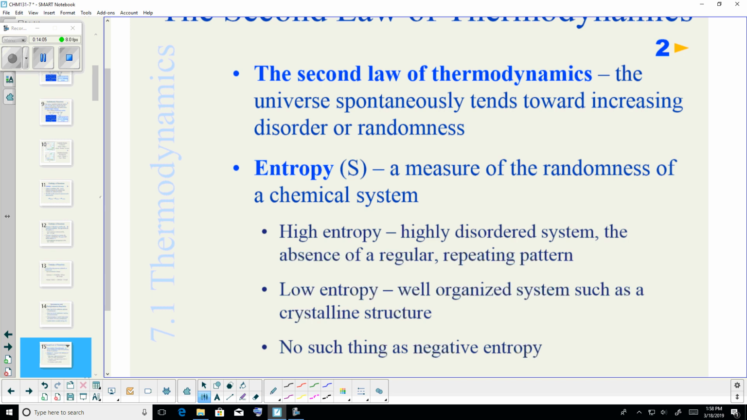There's no such thing as negative entropy. The change can be negative, but you can never have negative entropy. It's like having a concentration less than 0. You can never have a concentration less than 0. You can have 0. You can't have less than 0. I can't give you less than no money.